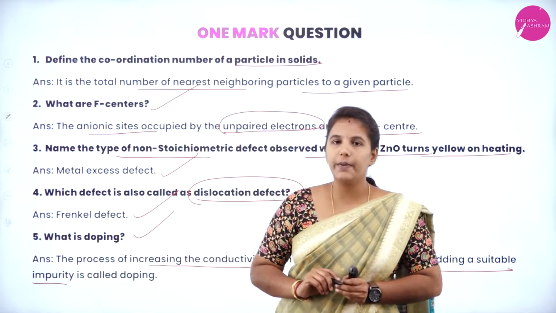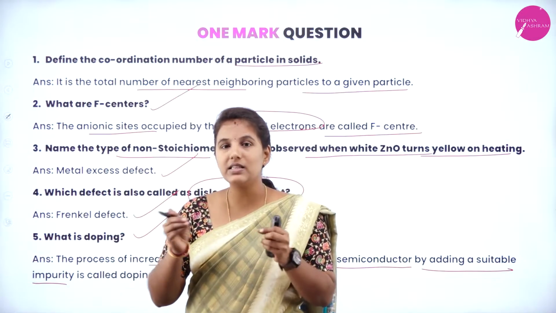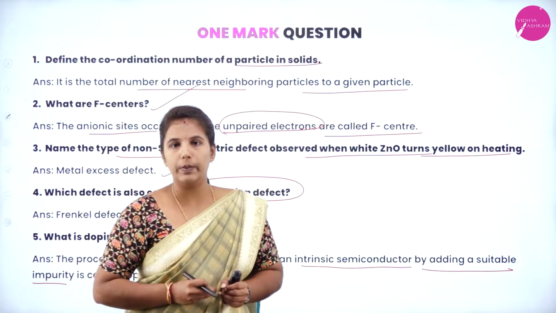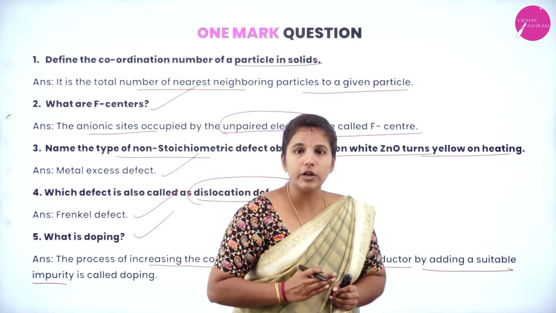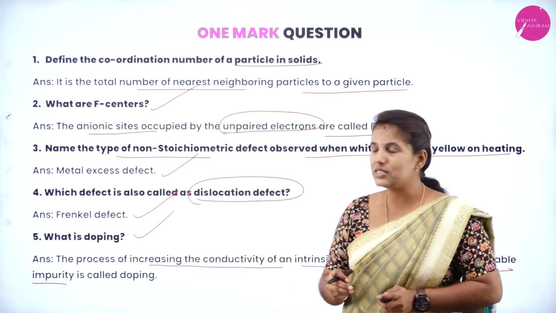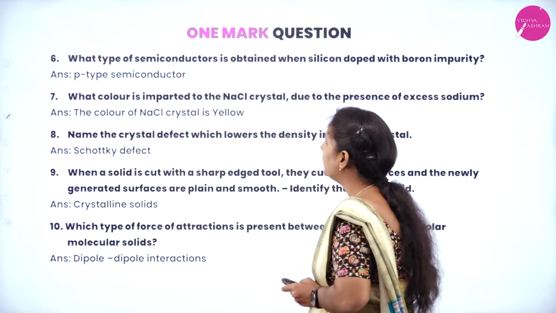So what is doping? In order to improve the conductivity of the semiconductor, we add some impurities. Such a process we call as what? Doping. So these are the important questions which come from the first unit, the solid state. We'll continue with some more important questions in Part A.